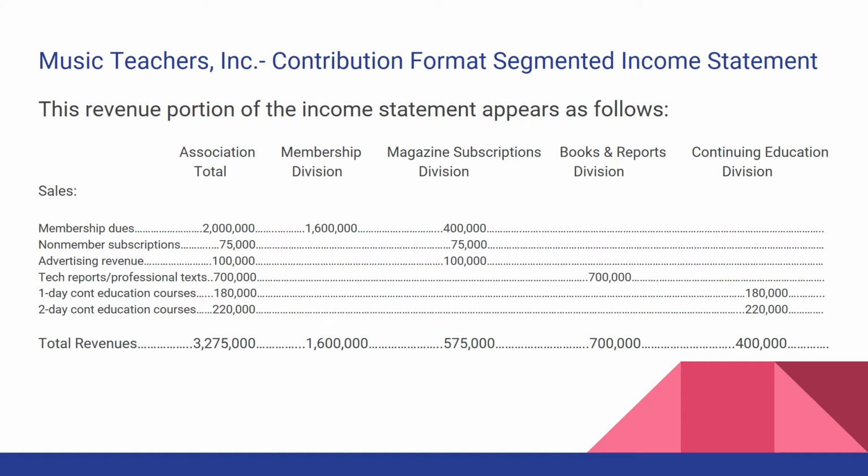So total for the association as a whole is going to be $3,275,000. For the membership division, it's going to be $1,600,000. For the magazine and subscriptions division, it's going to be $575,000. For the books and reports division, it's going to be $700,000. And finally, for the continuing education division, we're looking at total revenue of $400,000.